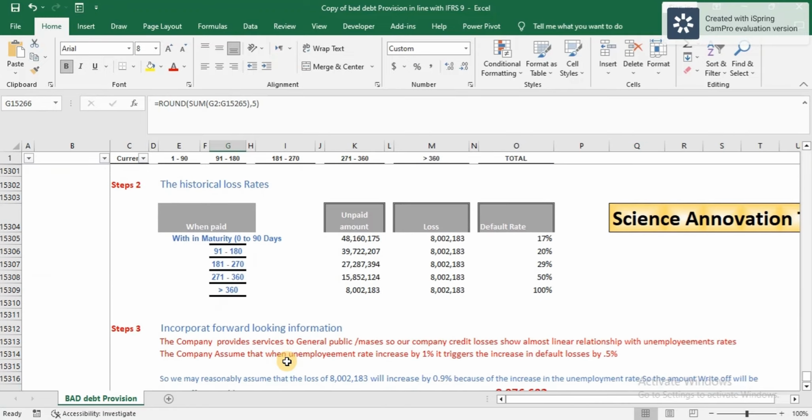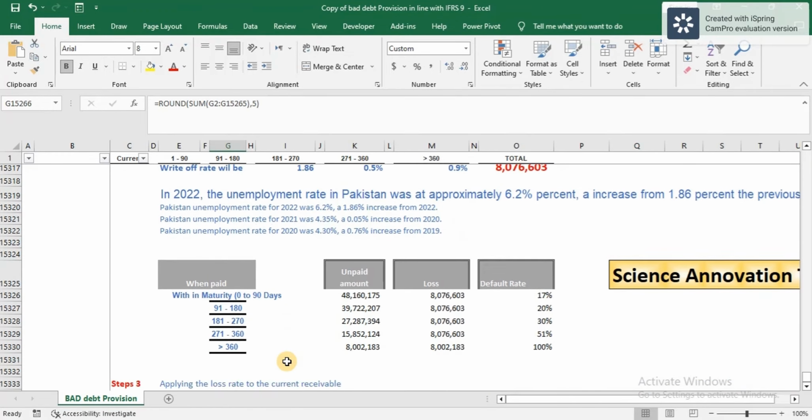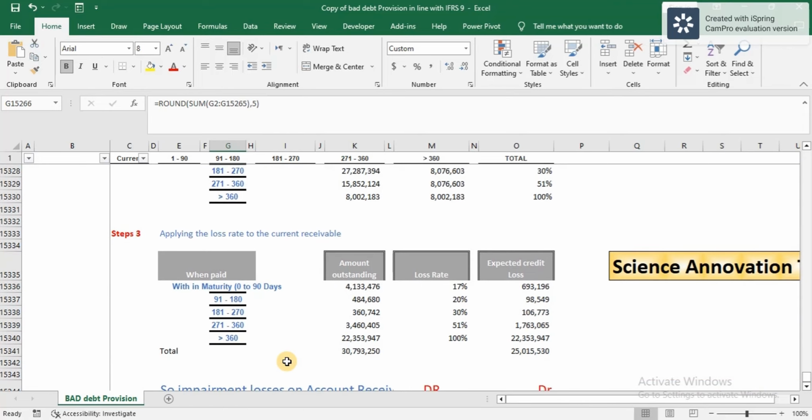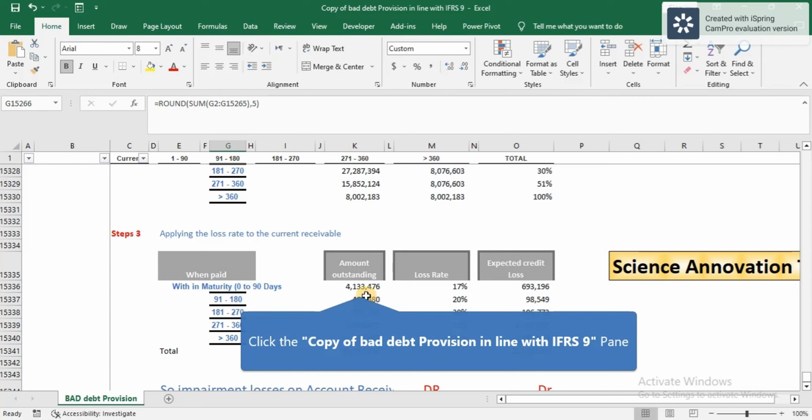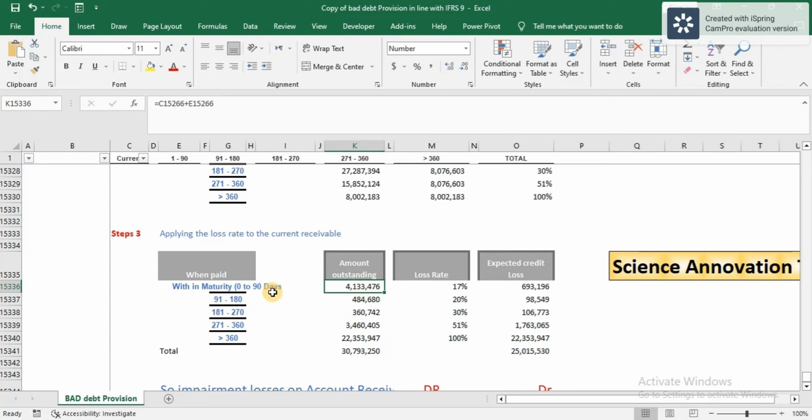So now I will calculate my provision for this year, the credit loss for the year. From 0 to 90, my accounts receivable in aging is 4.1 million. From 91 to 180, this is 400,000, and this is 300,000, and this is 3.4 million, and for more than 360 is 22 million. The total is 30 million of receivable.